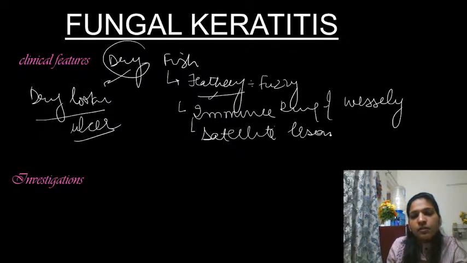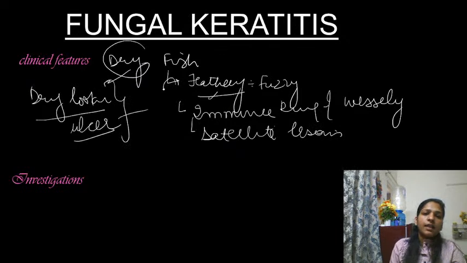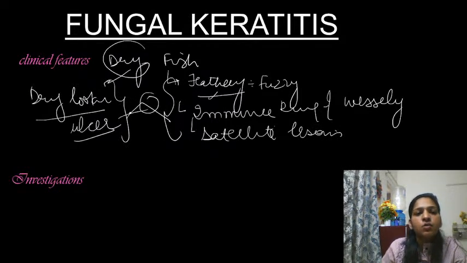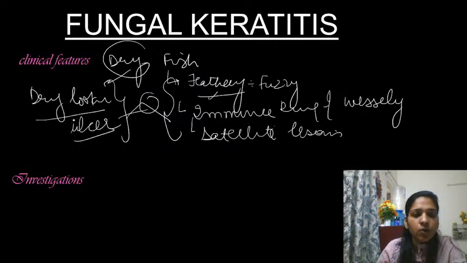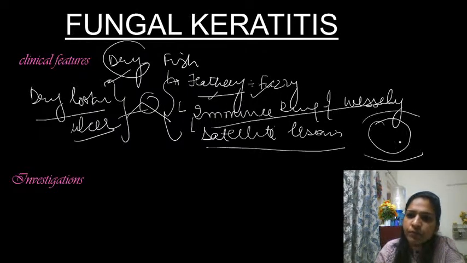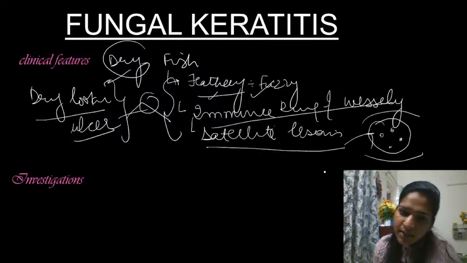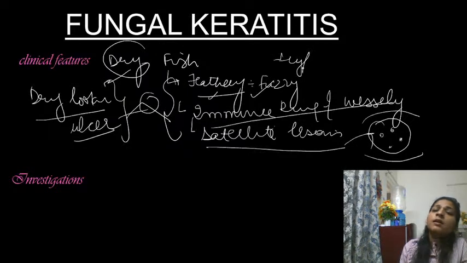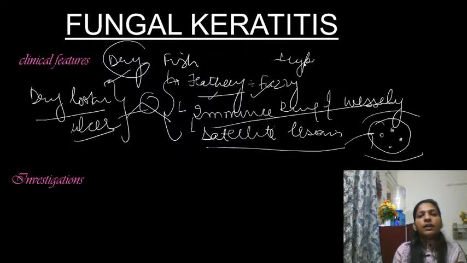Satellite lesions. These are the salient features which help us differentiate it from other kinds of ulcers. The ulcer will be dry looking, feathery, with an immune ring of Wesley, and it will have satellite lesions. What does satellite lesions mean? For example, this is the cornea. Some lesions will be here, some here, some here. These are known as satellite lesions. Hypopyon can also be present, but it can be present in fungal as well as bacterial, so this is not a salient feature of fungal keratitis.